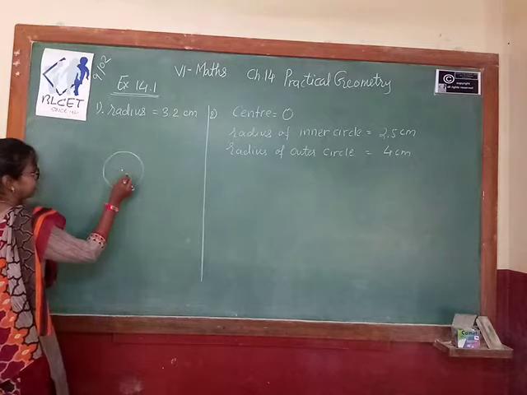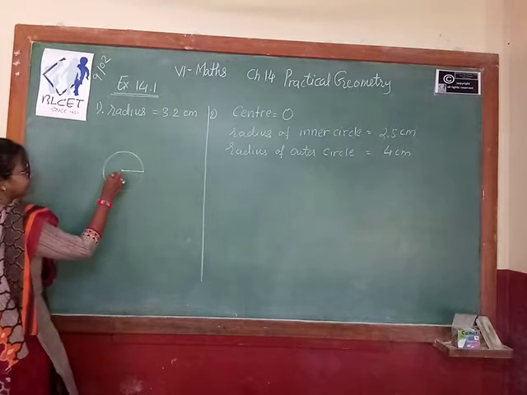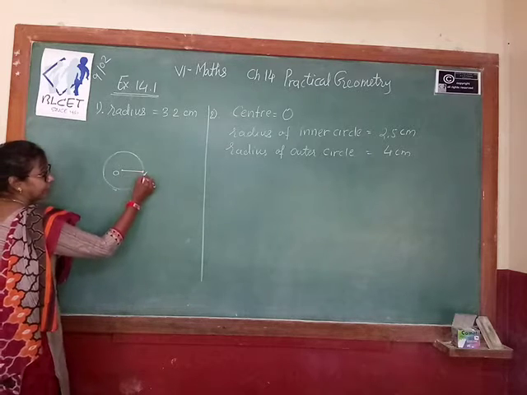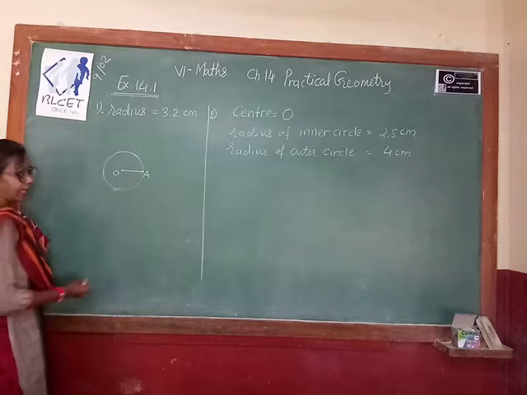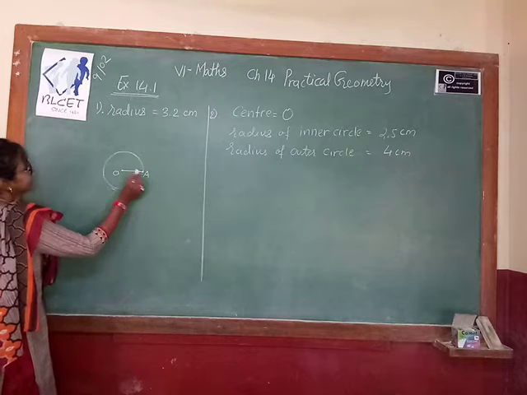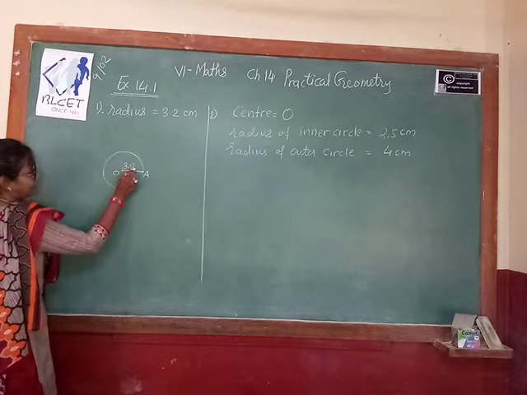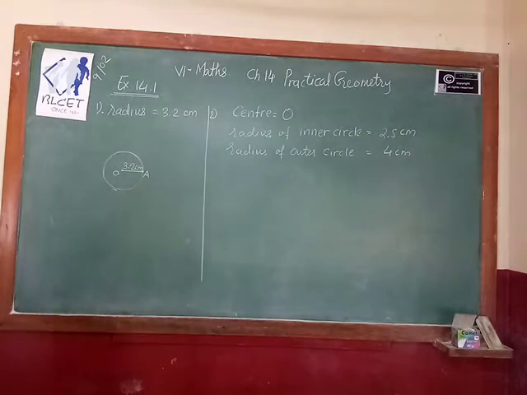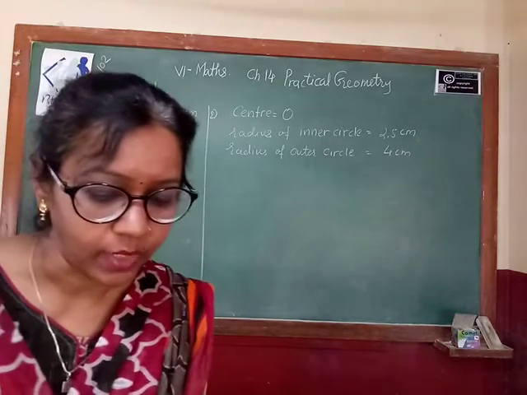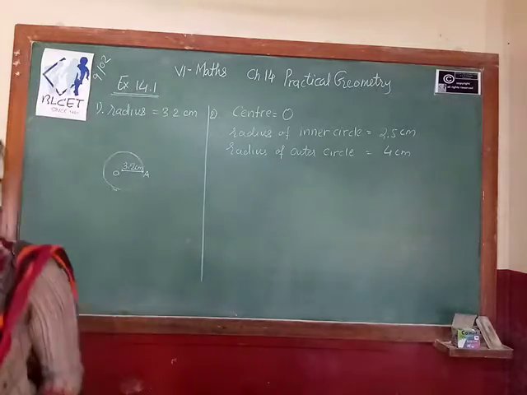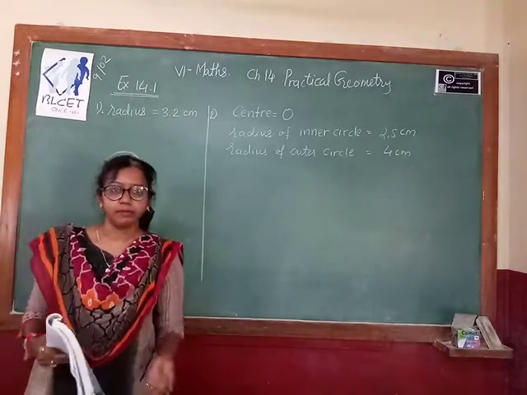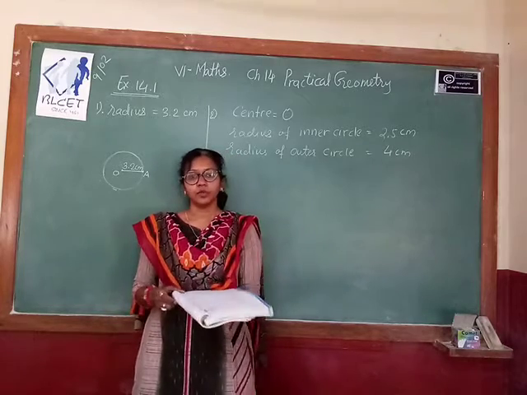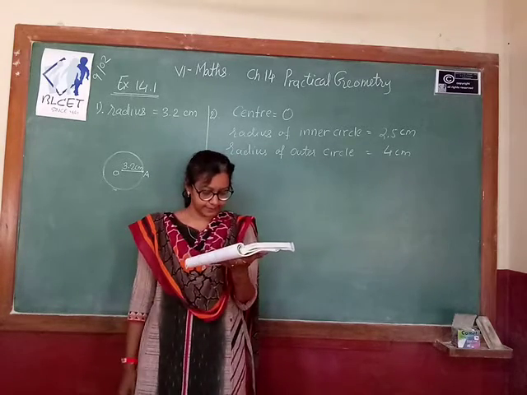So this is the center, and you have to give the center the name O. On the circle, whatever point, name it as A. So OA is your radius, and the measurement of the radius is 3.2 centimeters. This way we can do the first construction. No need to write the steps of construction, but you have to understand the steps, because it helps you to draw or construct the circle.